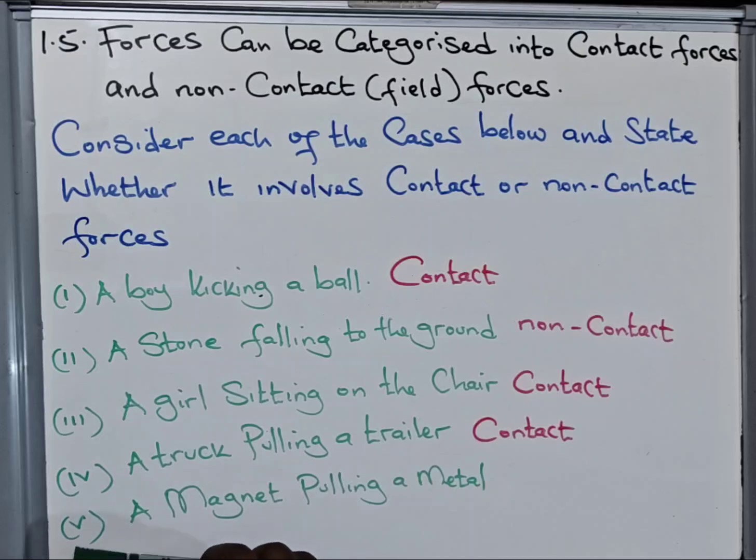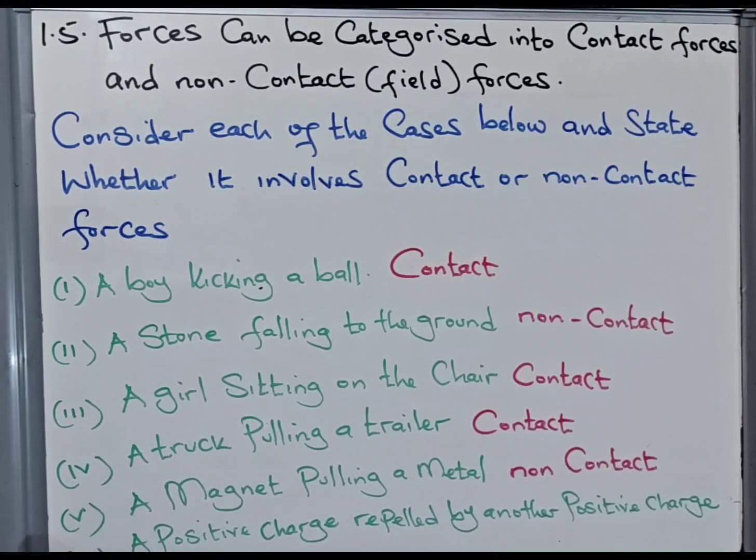Then we come to this one. A magnet pulling a metal. What kind of force is involved here? This one is non-contact. Then lastly we come to this one. A positive charge repelled by another positive charge. What kind of force is involved here? This is non-contact.